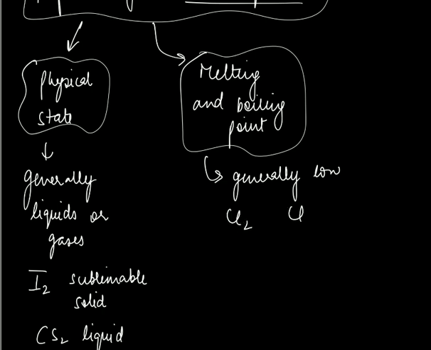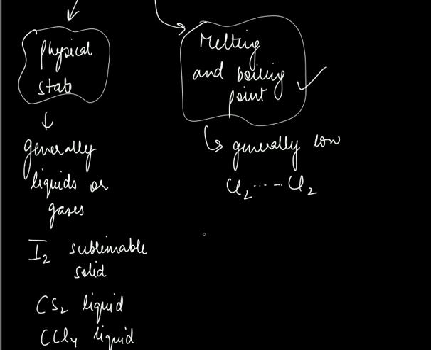Like if I say chlorine is one molecule and another chlorine, the interactions between these chlorine molecules are going to be very weak intermolecular forces. So a very small amount of heat energy is required to break these intermolecular forces. So obviously that leads to low melting and low boiling point.